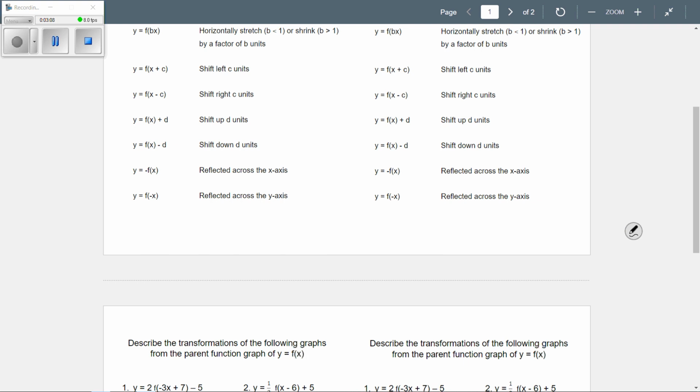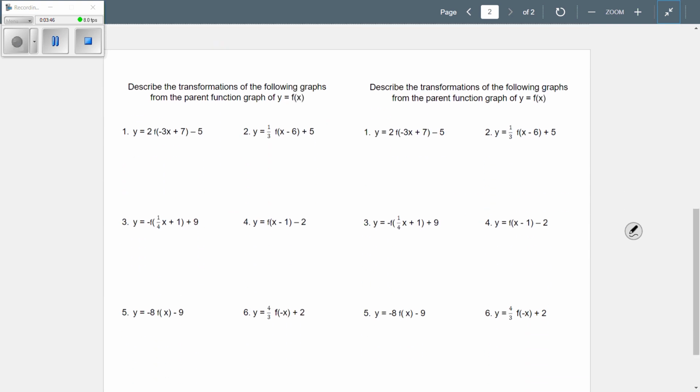Okay, and the last two, y equals negative f of x. With the negative on the outside, think outside, x-axis, it's going to be reflected across the x-axis. And the last one, y equals f of negative x, with the negative on the inside, it's reflected across the y-axis. So inside, it'll be across the y-axis. Outside, it'll be across the x-axis. So we scroll down. Let's solve. We're just going to describe the transformations.